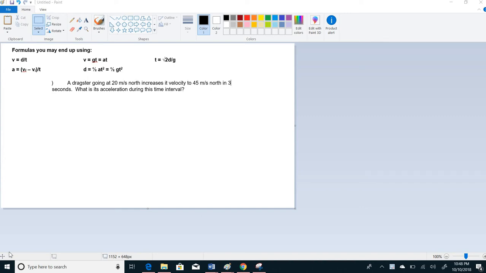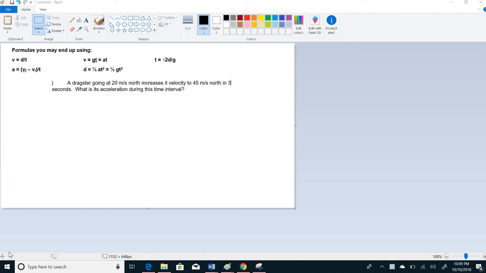Alright, students. So with kinematic problems, I'm going to teach you the way that you should set up this problem to know exactly what formula you're looking for, what you're going to use, and then how you're going to solve for your answer.